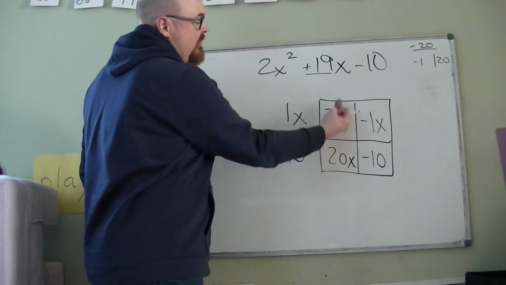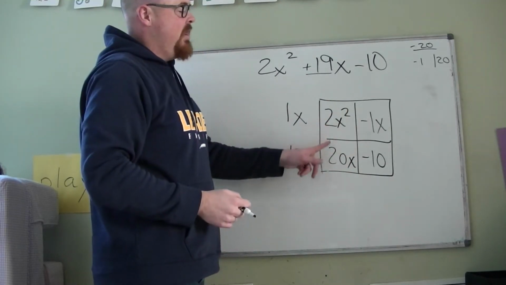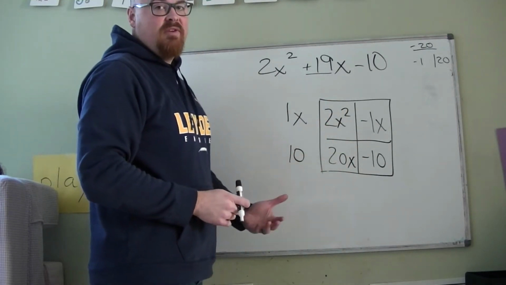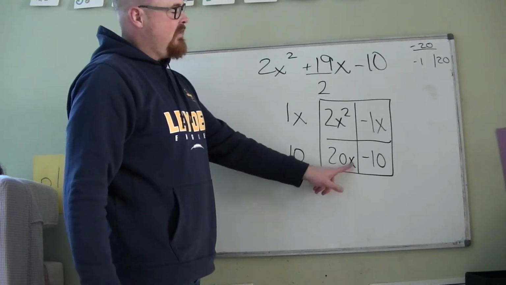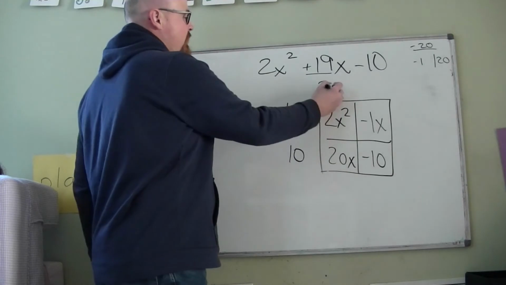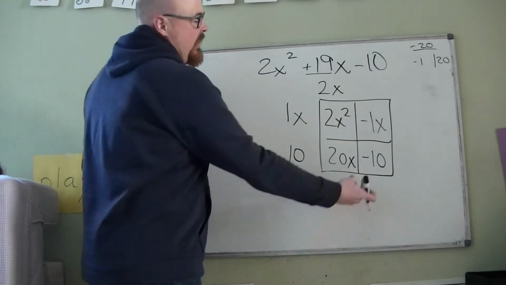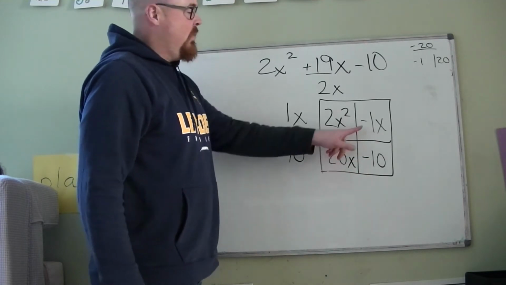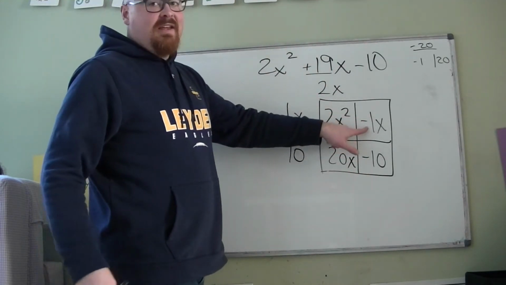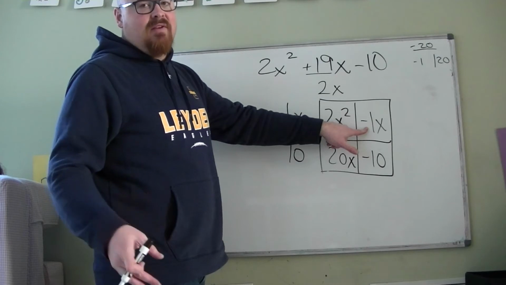Okay, let's keep going. Let's go in this direction. What's the biggest number that 2 and 20 are both divisible by? That would have to be 2. This has an x. This is x squared. So we pull out an x. Now when I look here, what's the biggest number that negative 10 and negative 1 are both divisible by?